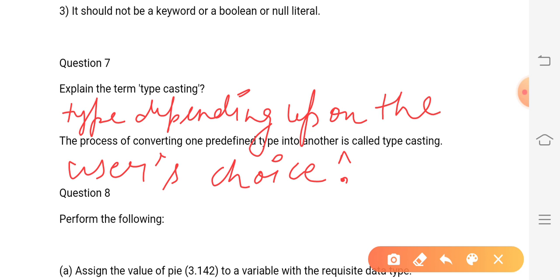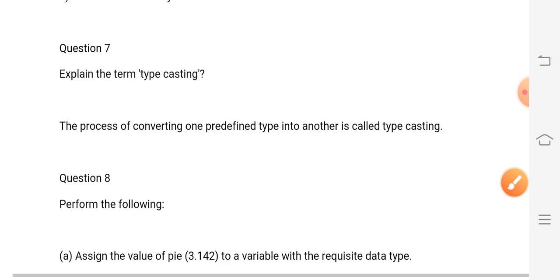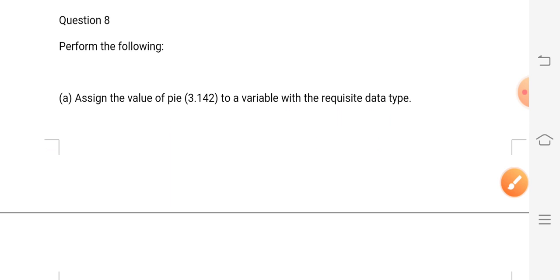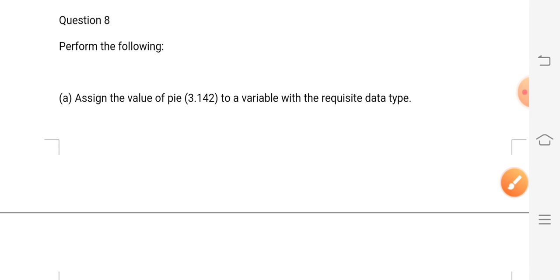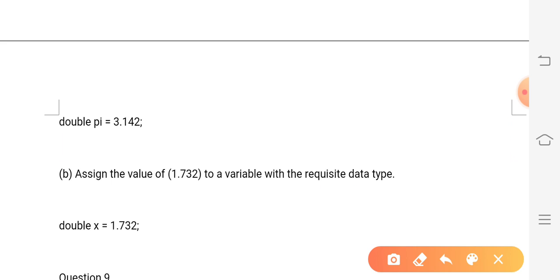Okay, now moving on to next question. Perform the following. Assign the value of pi to a variable with the requisite data type. Now as you know that this is a fractional value, so you can assign it into float type also or double type also. Choice is yours here. So here I have written like this: double, then the name of the variable pi is equal to 3.142.